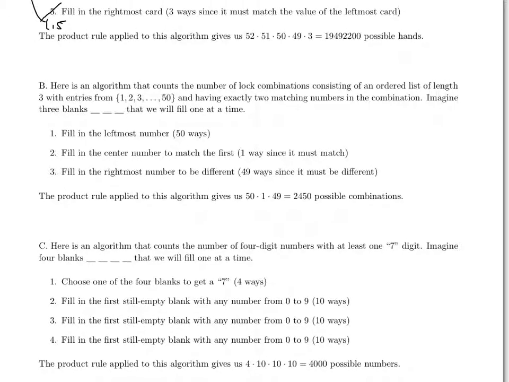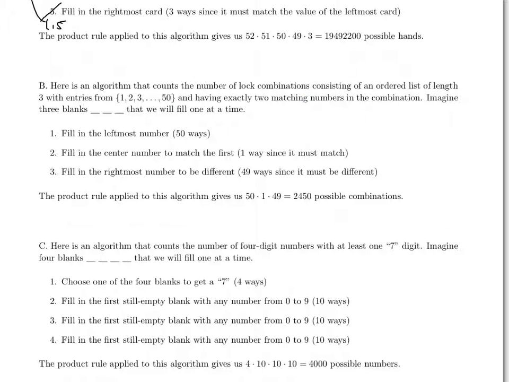Okay, let's talk through this one. We have an algorithm that's supposed to be counting the number of combination locks, which are supposed to be an ordered list of length 3, so filling in 3 blanks. And the numbers have to come from 1 to 50. You have to have exactly 2 matching numbers.